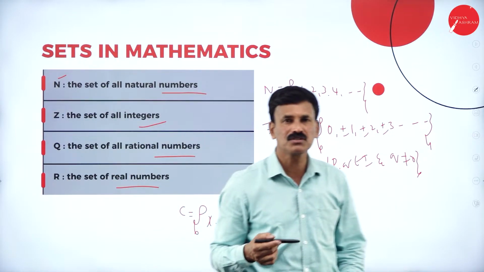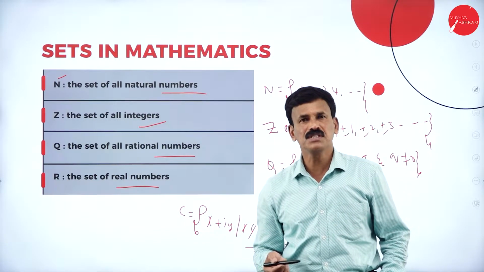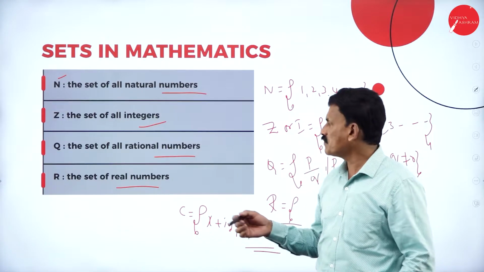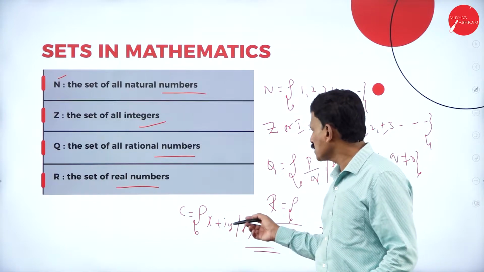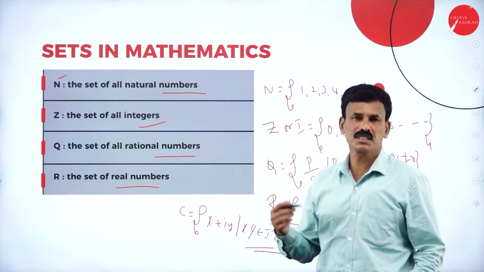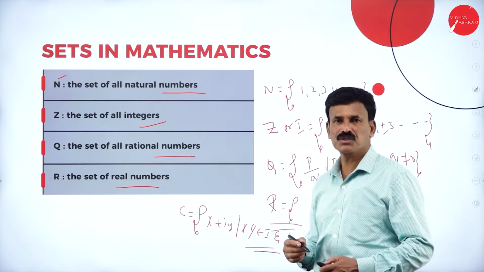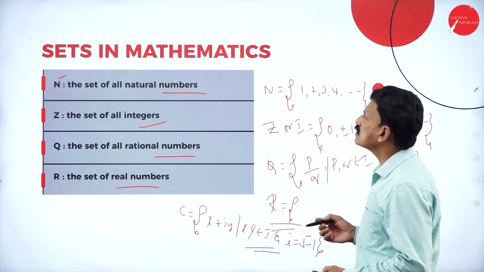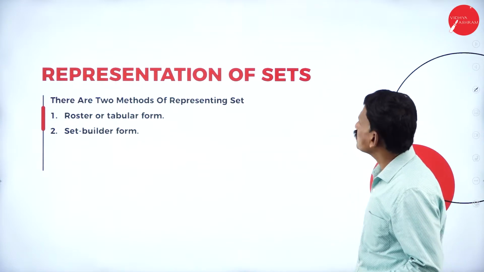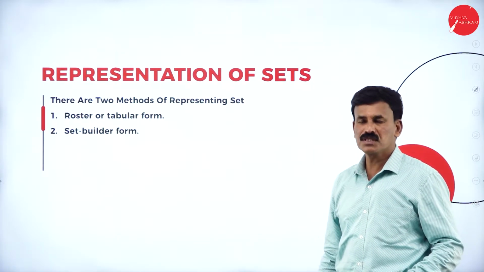So the set of natural numbers as N, the set of integers as I or Z, the set of real numbers as R, and the set of rational numbers as Q, and C is the set of all complex numbers, right? This is how we are going to represent them. So these are the representations of some standard sets. Now let us know regarding the representation of sets.